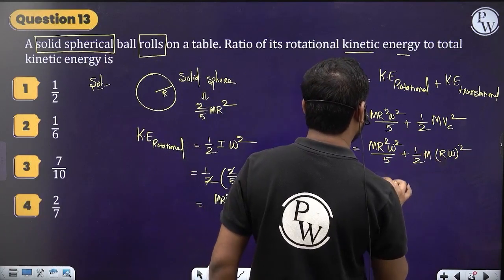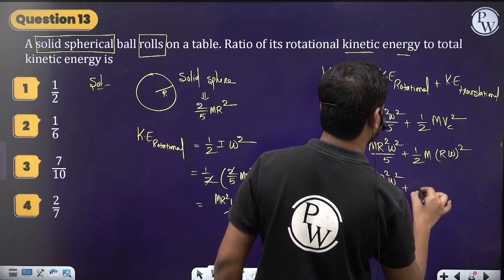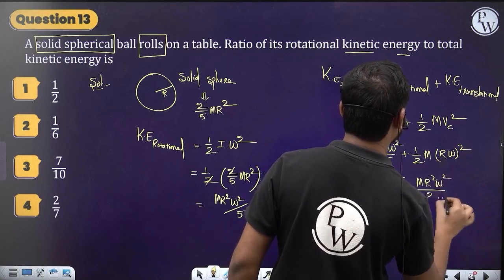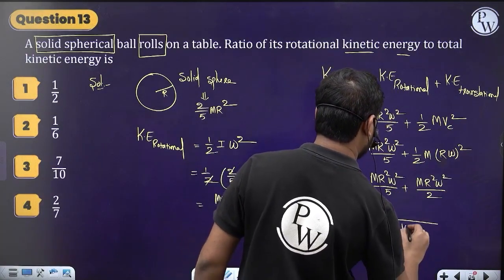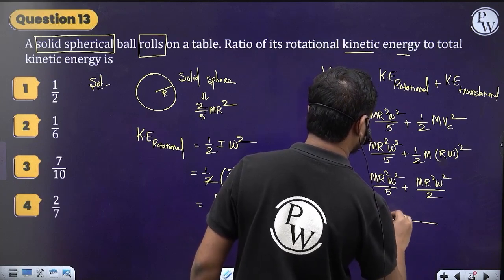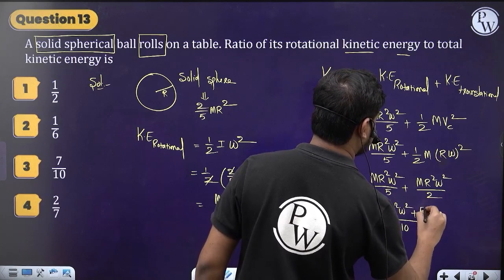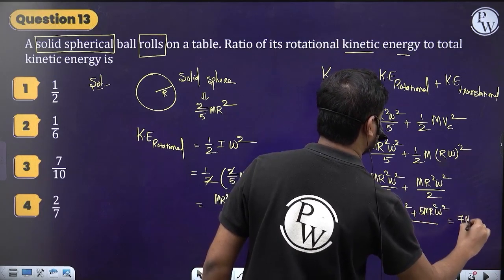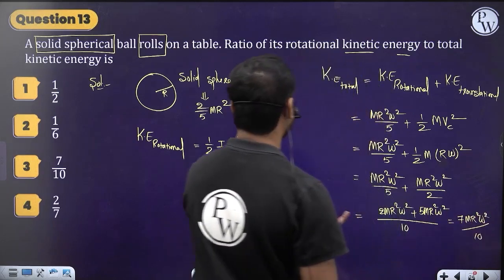So here we can write mr square omega square by 5 plus mr square omega square by 2. Here the LCM will be 10, so the first term goes 2 times and the second 5 times. So 2 mr square omega square plus 5 mr square omega square, which is nothing but 7 mr square omega square by 10. So this is the total.